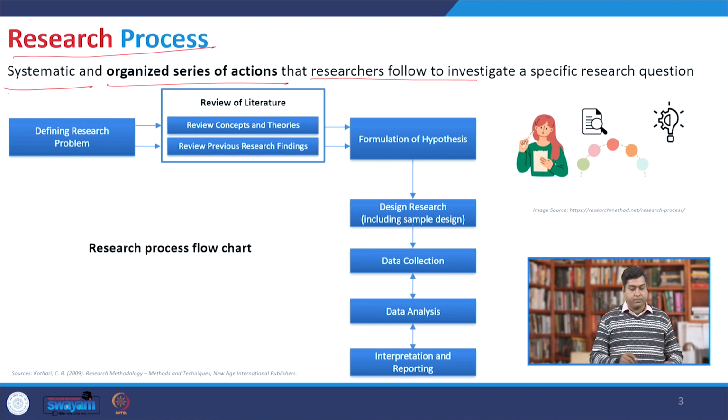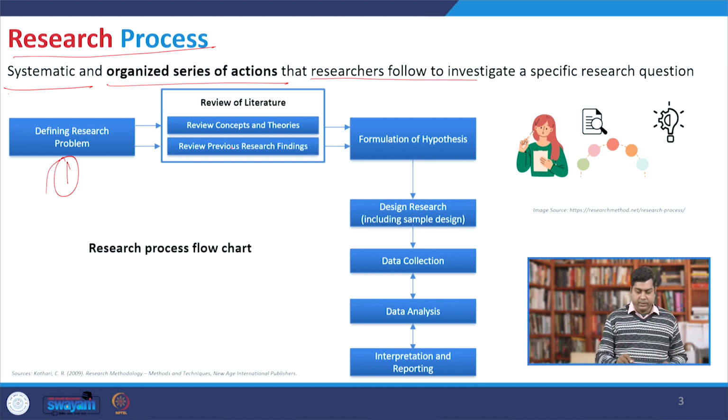For this particular process, the first step is defining the research problem. What exactly are you going to address, what are you going to investigate. Next, once you identify the problem, you should go for a literature review. The review of literature component is, you can say, the backbone of making any research successful, because through this we will try to understand the gap in the literature, the area where we should do research, where there have not been many studies already available.